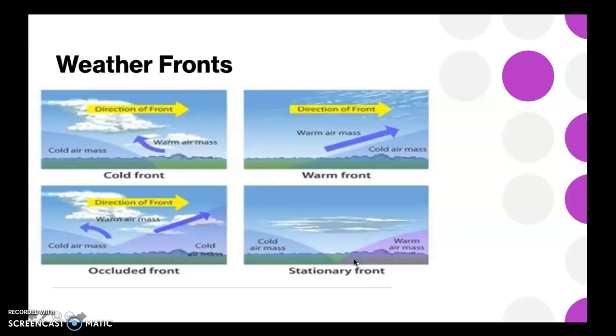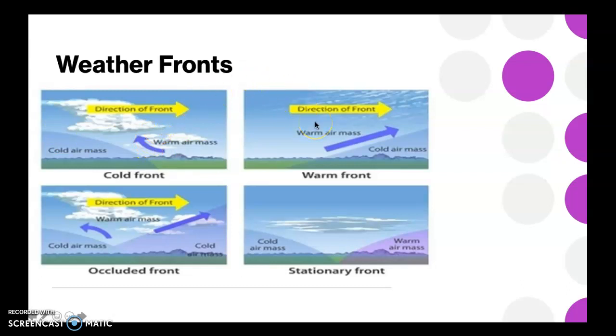Lastly, we're going to talk about weather fronts and how the weather fronts are affected by this type of circulation. So looking first at the cold front, the cold front is a mass of cold air coming into a warm air, low pressure system. The direction of the front is moving to the right in this image, and we can see that the cold air is coming into the warm air while the warm air is rising.